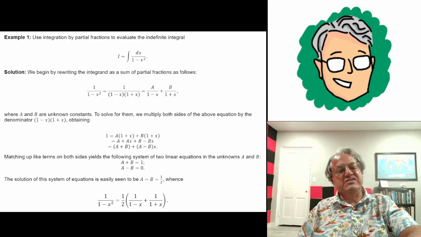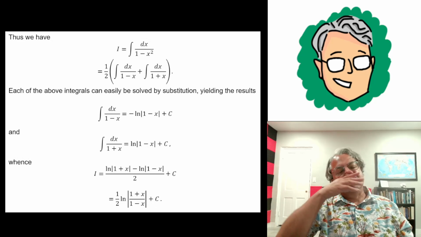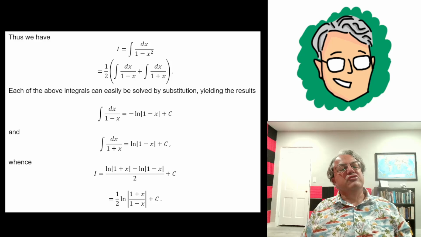So that's how we do that. That's how we find the partial fraction. We're not done because we still have to integrate. But now it's pretty easy. We start with the integral we started with, I equals dx over 1 minus x squared. We already found the partial fraction, so now we just plug that in the integral, and we get 1/2.